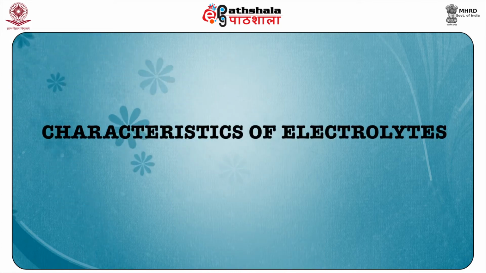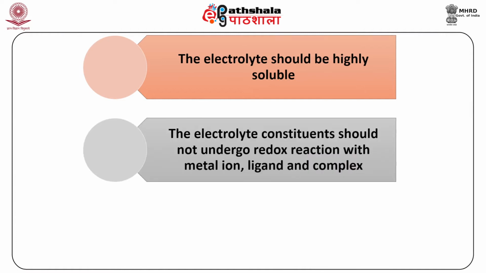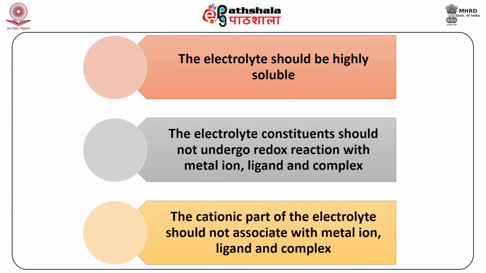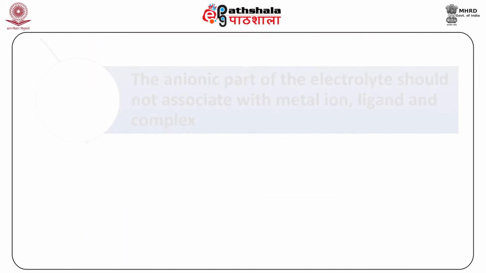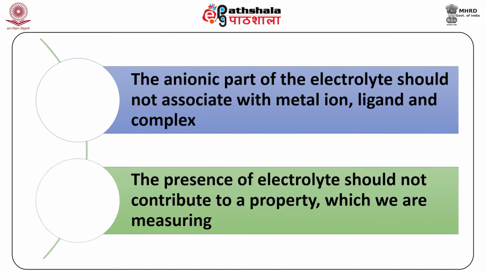Characteristics of electrolytes. The electrolytes used during finding the stability constant must have the following characteristics. The electrolyte should be highly soluble. The electrolyte constituents should not undergo redox reaction with metal ion, ligand and complex. The cationic part of the electrolyte should not associate with metal ion, ligand and complex. The anionic part of the electrolyte should not associate with metal ion, ligand and complex. The presence of electrolyte should not contribute to the property which we are measuring.